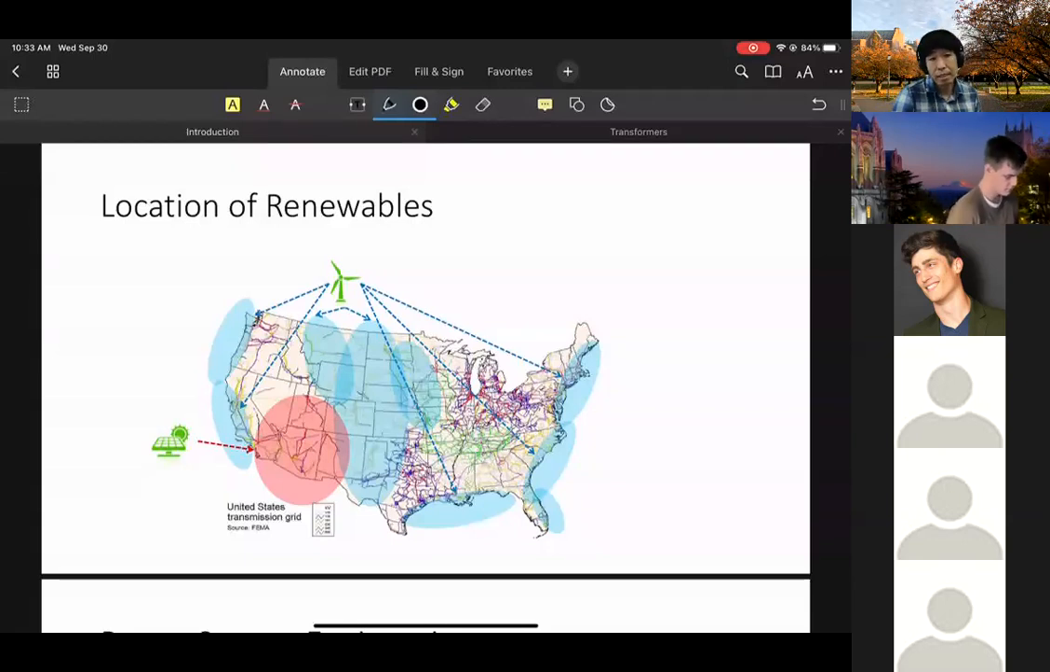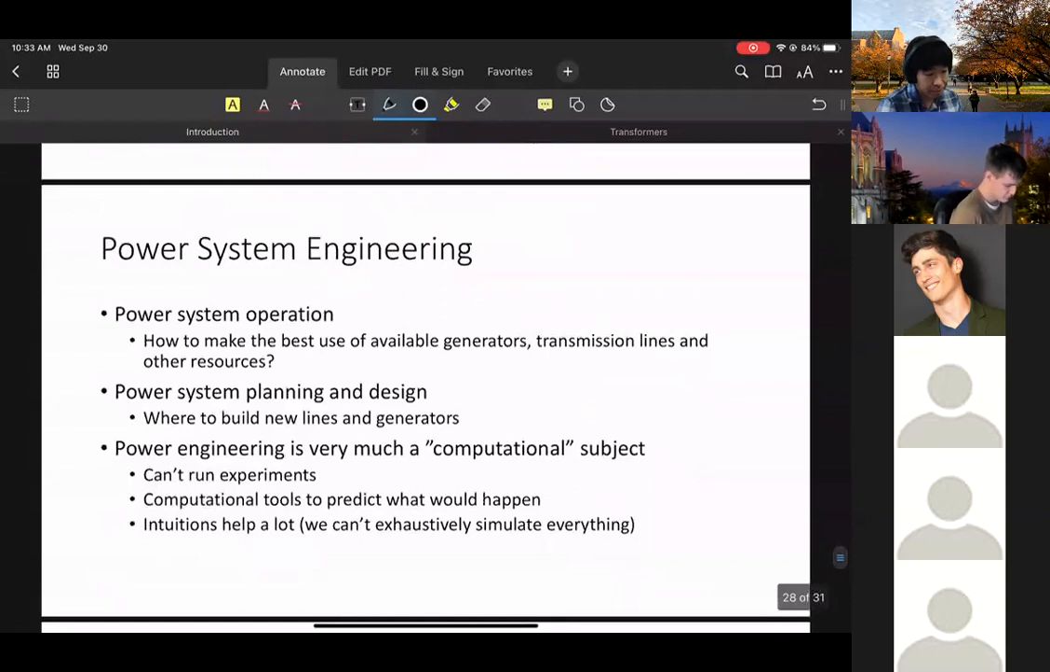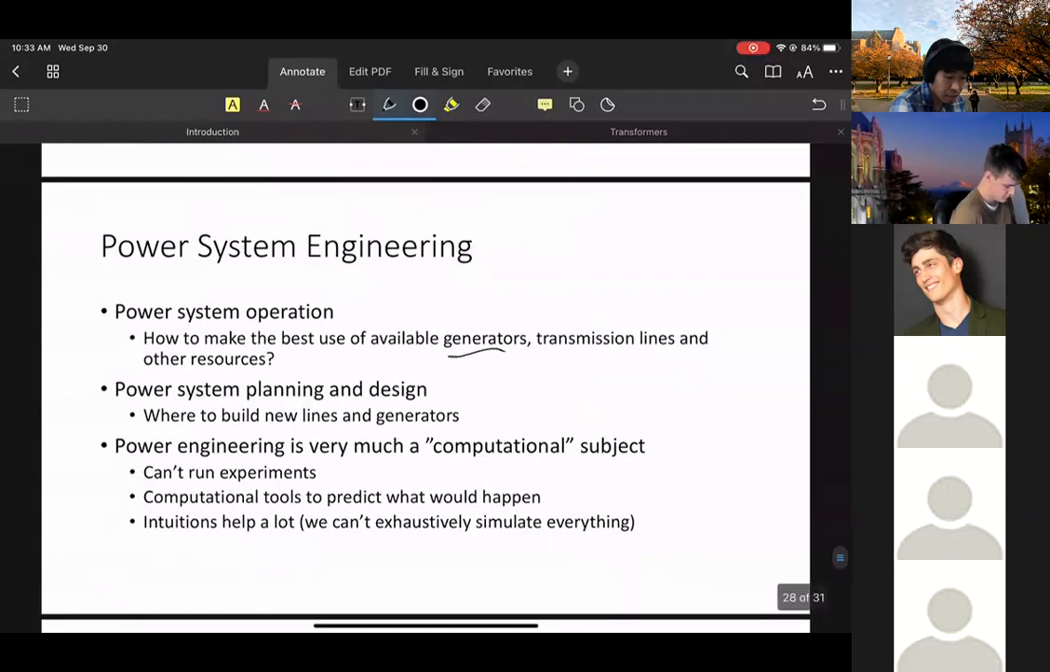All right, okay, so let's continue. Basically this class is about power system engineering, and the thing we've covered is mostly power system operations. In power system operations, we assume that all the generators, all the transmission lines, all the transformers are where they are. The infrastructure is already decided for us, and our goal is to make the best use of it and find the least cost solution of using the system. Power system planning and design is a little bit different. Power system planning is to decide where to build new lines and generators, right? So if we work for a system operator or a utility, there would be two different departments within it. One will be operations, one will be planning. Okay.